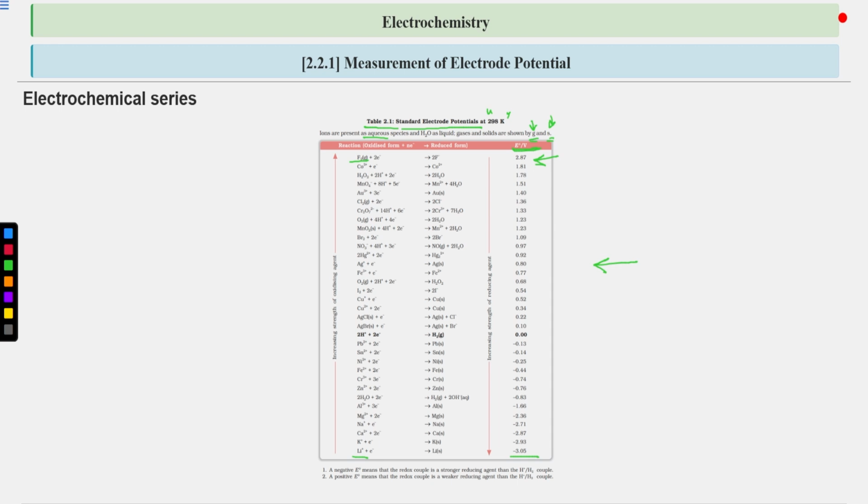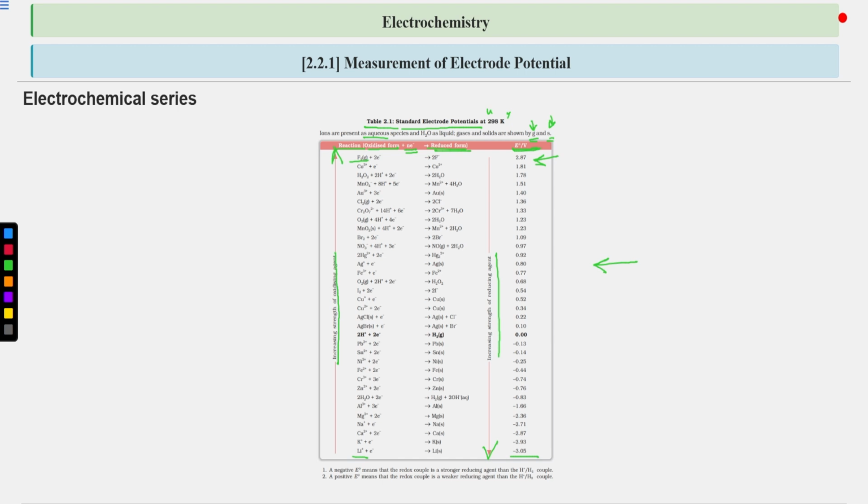And these are the reactions. Here we take the oxidized form of the element plus the number of electrons it is gaining, and in this column we have the reduced form. You can see it is written: increasing strength of oxidizing agent in this direction, arrow on this side, and increasing strength of reducing agent in this direction, arrow on this side.